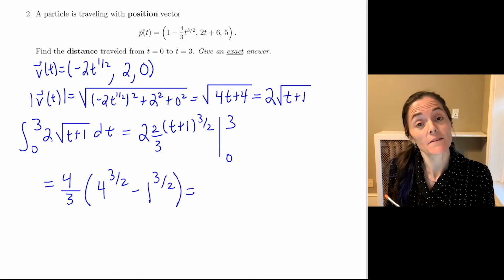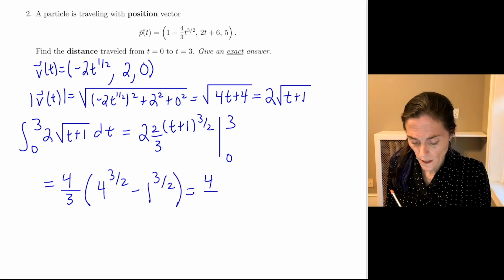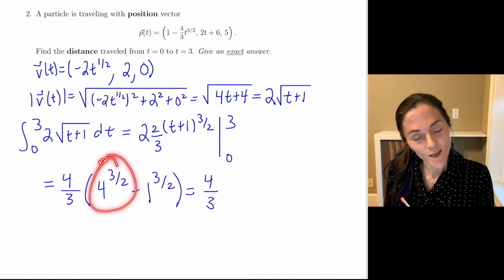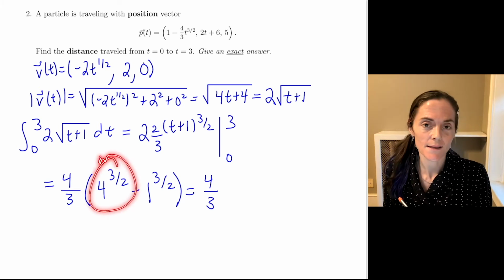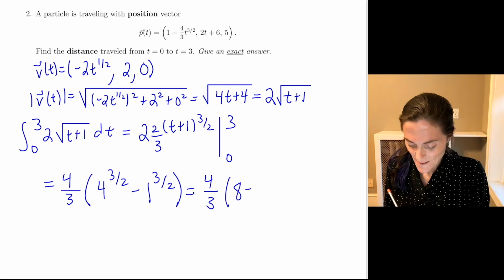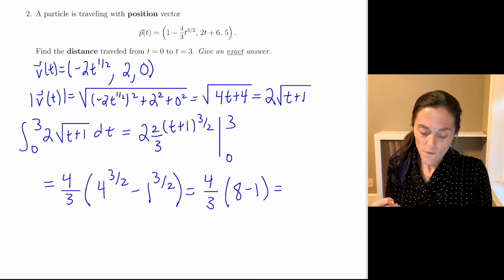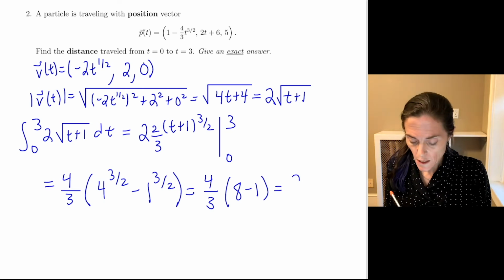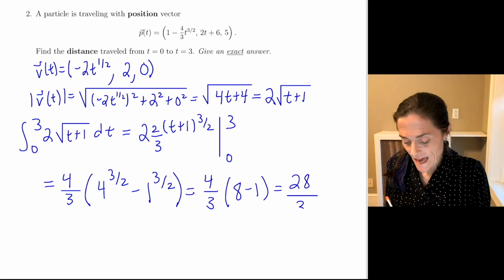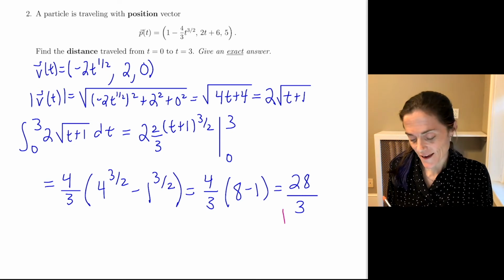But both of these we can evaluate. We have 4 over 3. This here says take the square root of 4 and then cube it. The square root of 4 is 2, so we cube it, we get 8. So 4 over 3 times 8 minus 1. So this is 7 times 4 over 3, 28 over 3. This is exact. This is how we leave our answer.